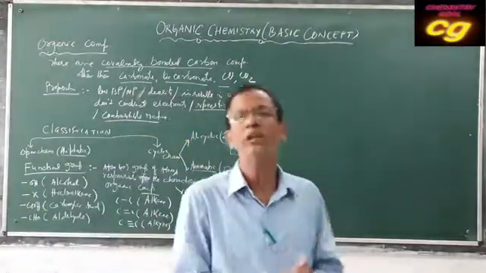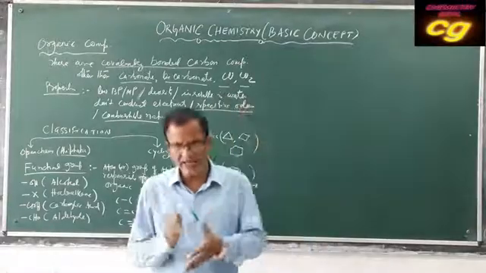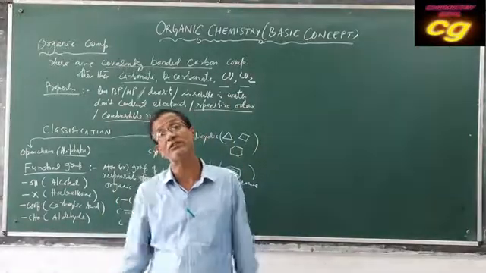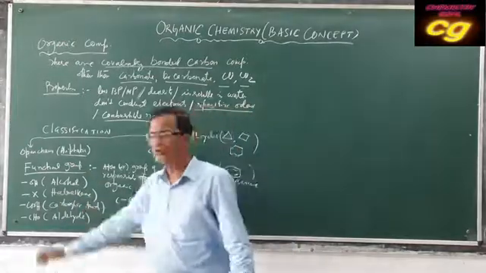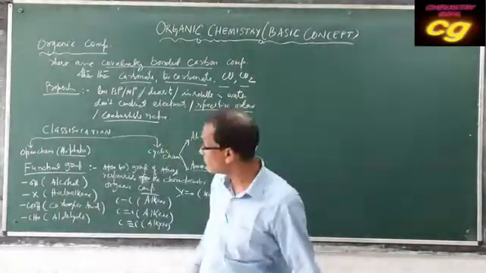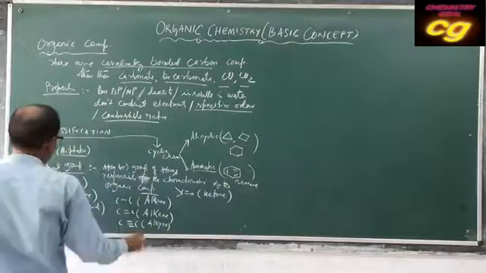Having the same functional group means they belong to one class of organic compounds. Alcohol means the OH group. Acid means the COOH group, like this. These are types of organic compounds. This is also one classification of organic compounds.